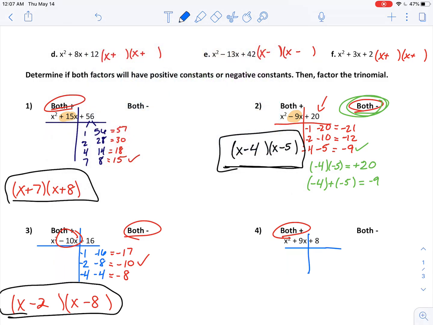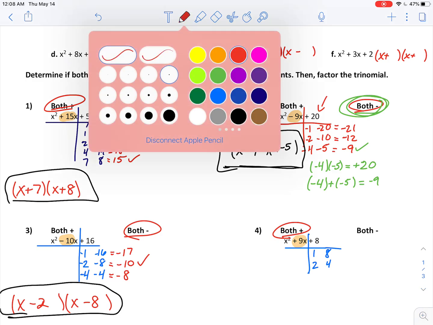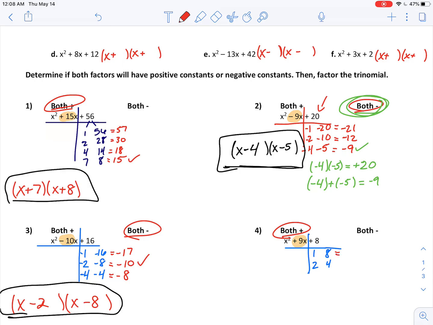And our very, very last problem. Again, I want them to multiply to positive 8. So numbers that multiply to positive 8 are 1 and 8, 2 and 4, and that's it. And I want them to add or combine to a positive 9x. So again, don't forget to keep that sign with that middle term. So what pair here is going to add to a positive 9?